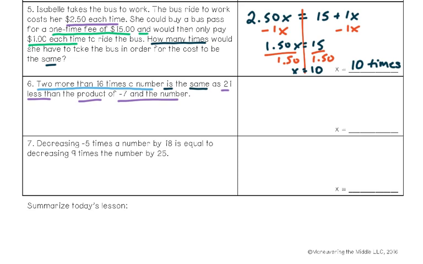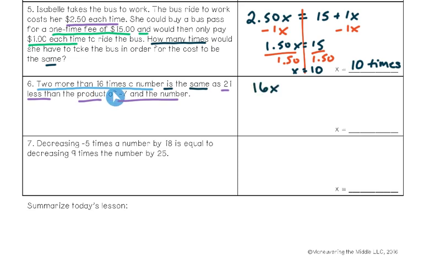All right, number 6 is a challenge problem. It says 2 more than 16 times a number is the same as 21 less than the product of -7 and the number. Since the number is unknown, we'll use the variable x anytime the problem says a number. If you want to try this challenge, pull out that keyword clue sheet and then try this as much as you can by yourself. Press play when you're ready to check.